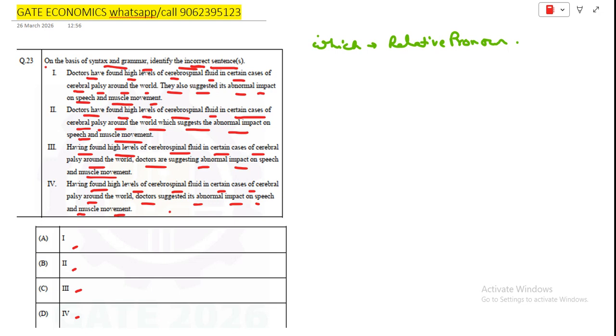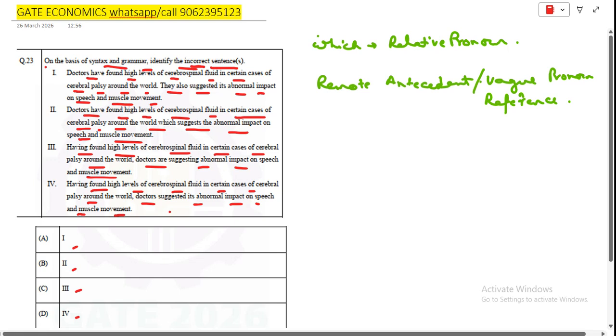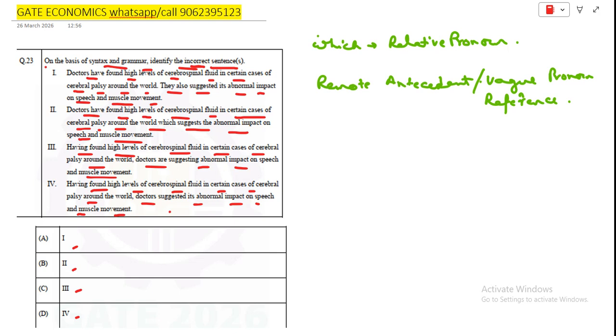So this is called the remote antecedent, or a vague pronoun reference. Okay, now while we say this in a casual talk, in strict grammar in examination, which trying to refer to an entire previous clause is a big no.